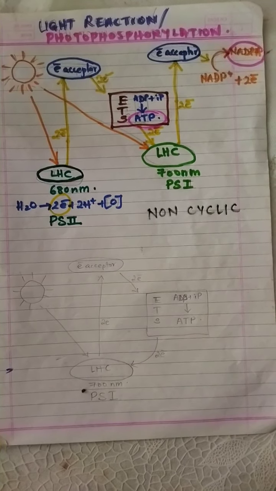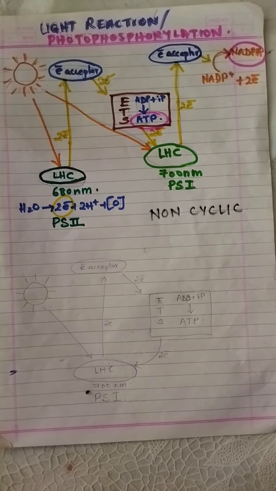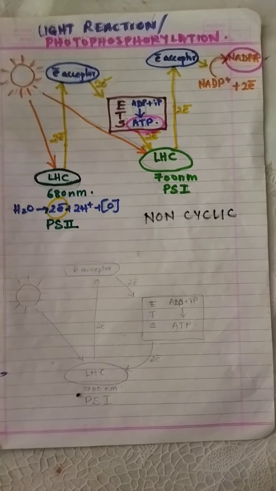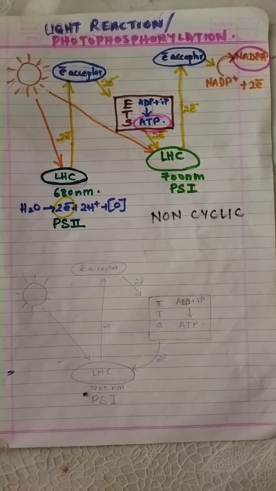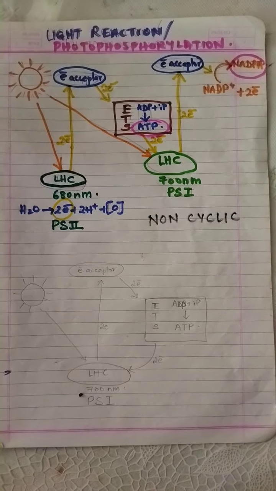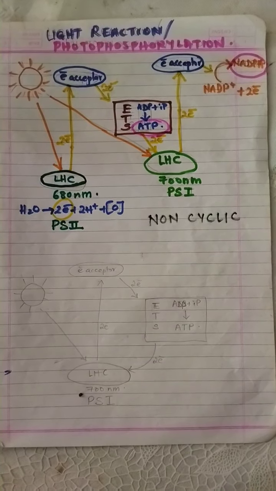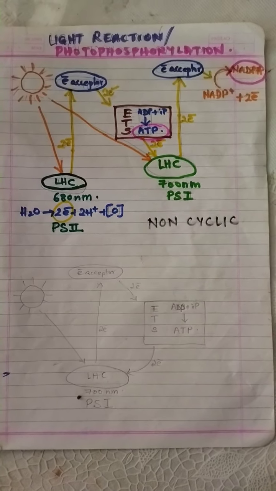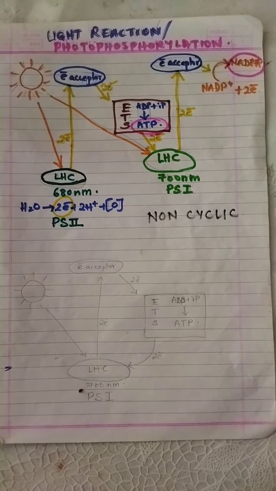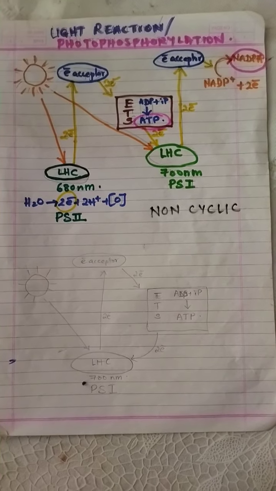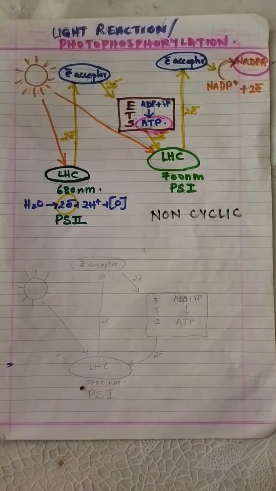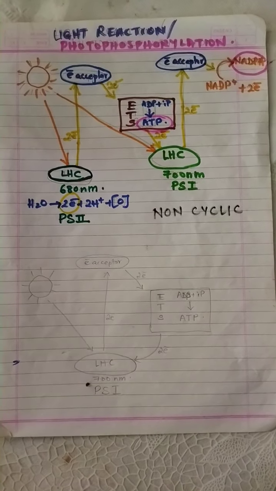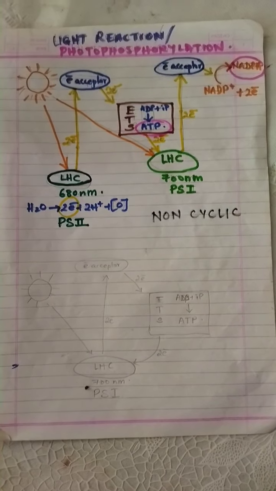We have just studied the non-cyclic photophosphorylation or light reaction. We know that there are two types of light reactions. One is the non-cyclic and the other type of the light reaction is called the cyclic light reaction or cyclic photophosphorylation. So let us now study about the cyclic photophosphorylation.